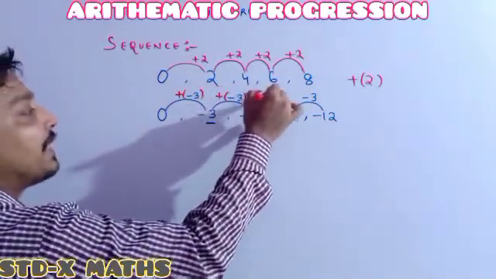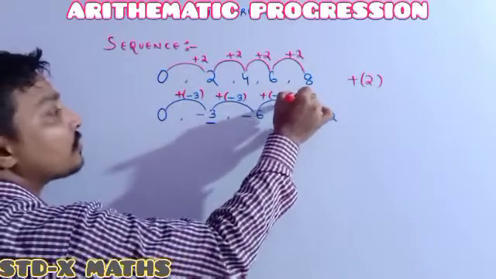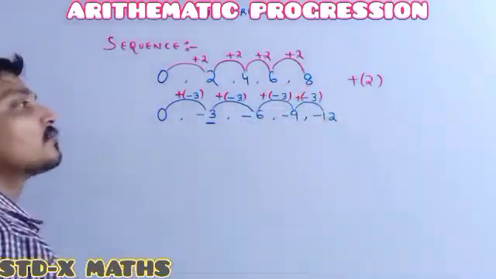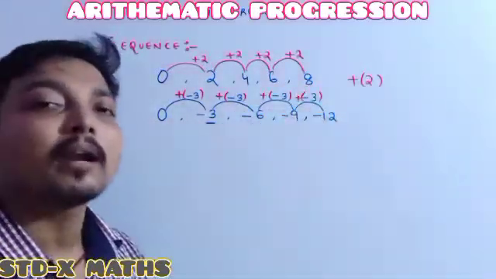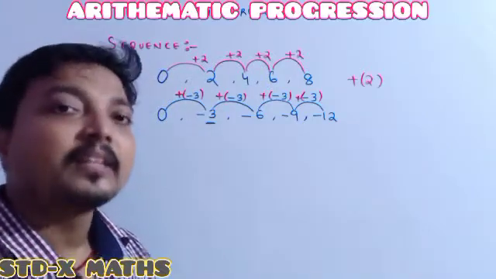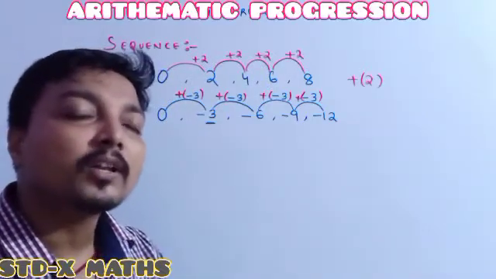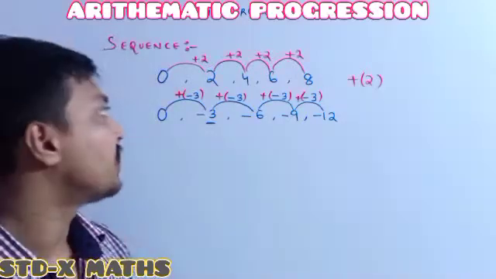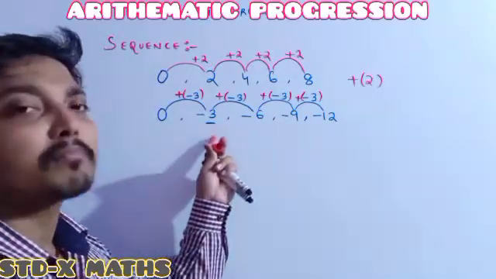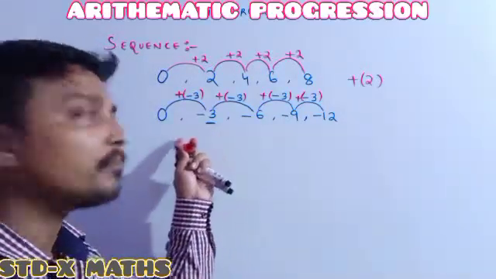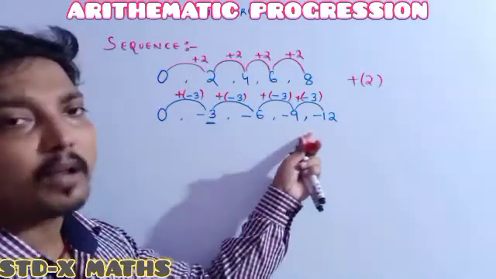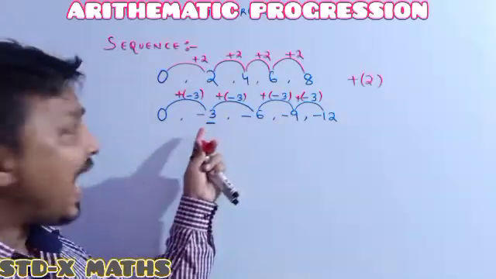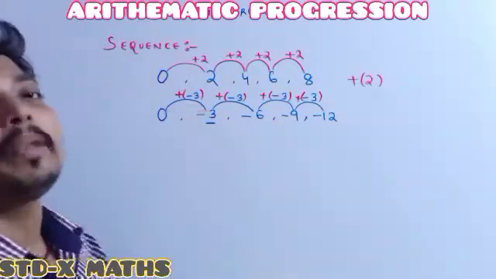Here it is also adding minus 3. So it means this one is also one of the sequence, otherwise a list of numbers, where we can get each term, except the first term, by adding minus 3 to the previous term.